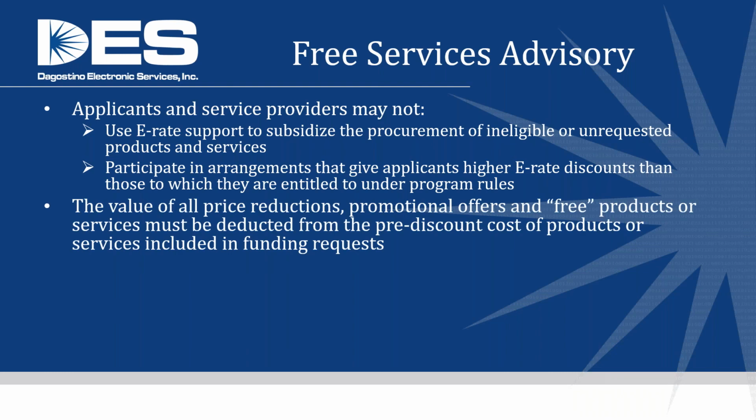The value of all price reductions, promotional offers, and free products and services must be deducted from the pre-discount cost of products or services, including in the funding request. So this is basically just to keep everything in line. The cost of eligible components may not be inflated to compensate for reductions in the price of other components. So we can't say we're going to charge more for an eligible service, and then give you an ineligible service and use the E-rate funding. And proportionate cost allocation is required between eligible and ineligible components.